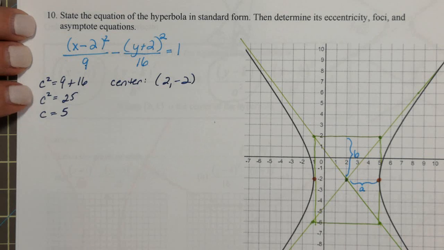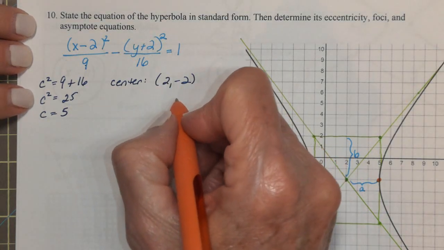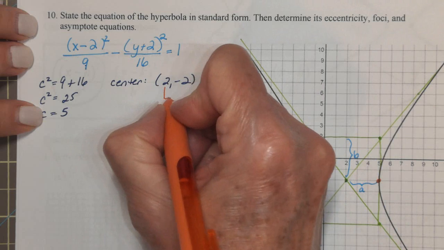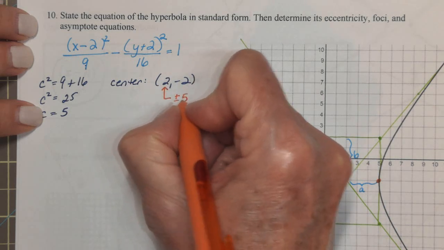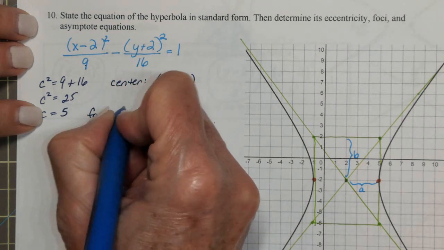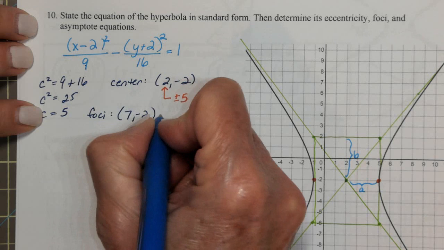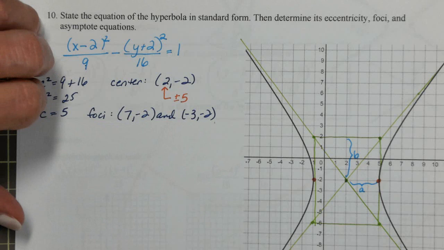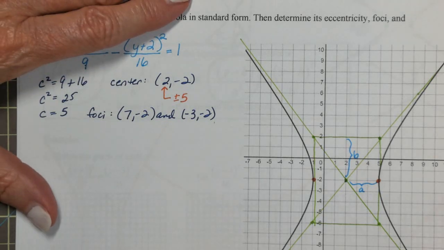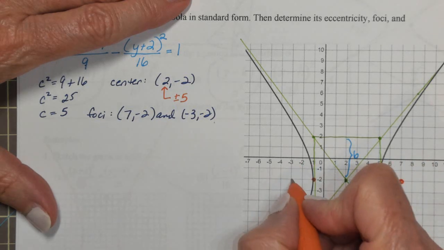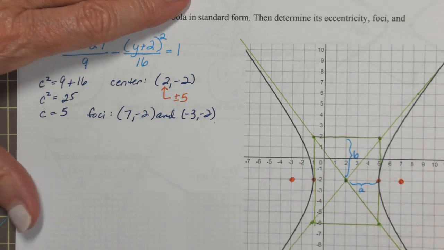So to get my foci, I will add and subtract 5 from my center, from my x coordinate of my center. Add and subtract 5. So my foci are 7, negative 2, and negative 3, negative 2. Let's plot those points. Those are the foci right there.